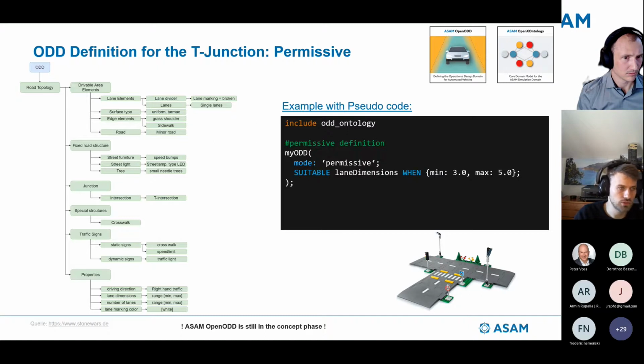What we definitely have to do is set the non-Boolean attributes like lane dimensions, where we, for example, have between 3 and 5 meters. If the lanes are smaller, maybe that is not defined as suitable for that ADS system.